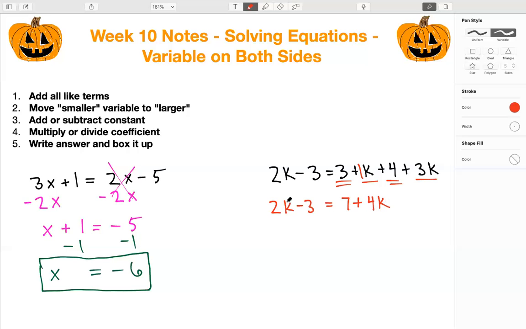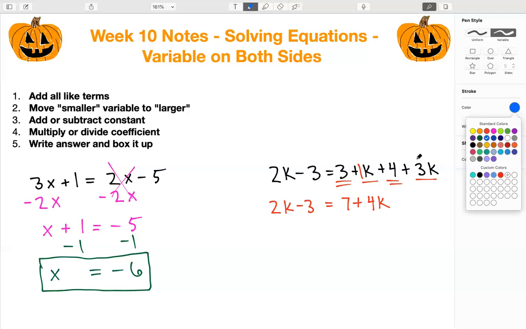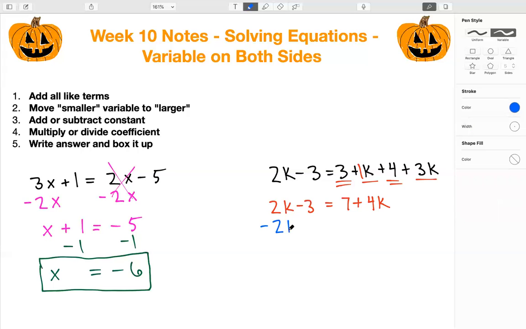All right, so now we've combined, added like terms, okay? We're going to now move the smaller variable to the larger. So what is the smaller one? Well, it's the one with the smaller coefficient, okay? So then that would be 2k. We're going to move it to the 4k. We subtract it off of the left side.